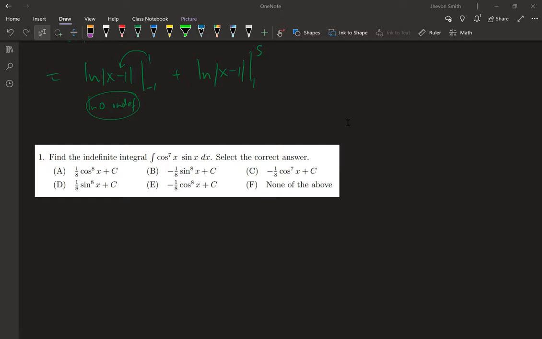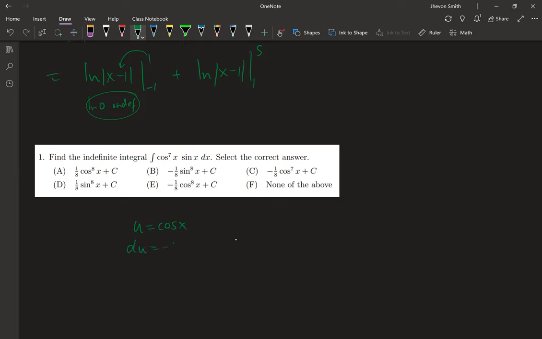Okay, so we have 67% believing the answer is E. Now, a couple ways you could do this. You could actually just differentiate, find the derivative of the answers, very quickly, if integration isn't your thing, which, I mean, it's Calc 2, it kind of should be your thing. But other than that, what I would do here is a substitution, u equals cosine.